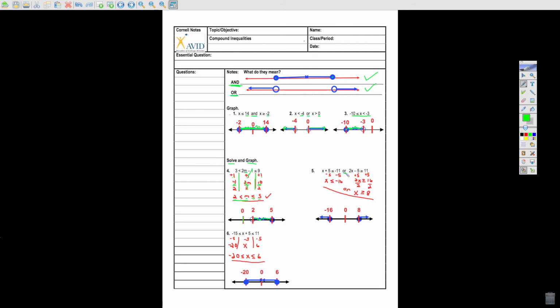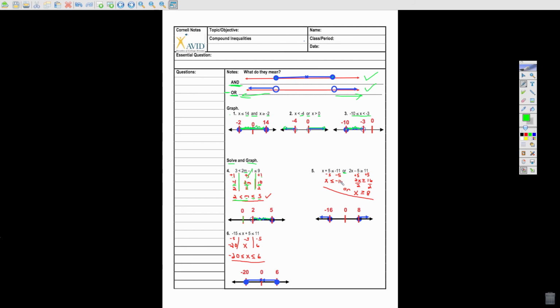Number 5 over here, same type deal. We got "or" in the middle. If it says "or" in the middle, if you go back up to the top, if it says "or," it's going to have one going one way and one going the other way. All right, let's solve this one.